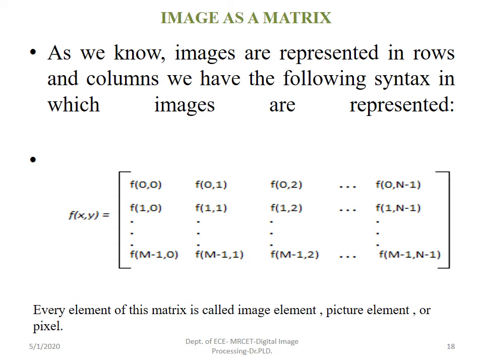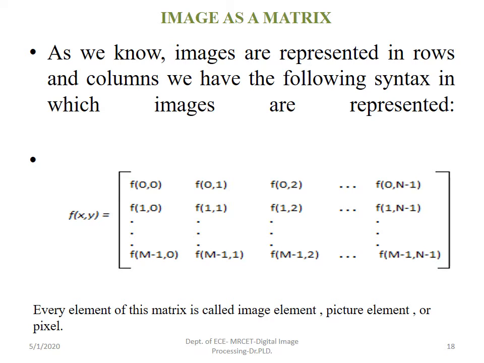Next. How are we representing this particular image? We know images are represented in rows and columns. We have the following syntax in which images are represented. f of x,y is equal to f of 0,0, f of 0,1, f of 0,2 and so on, up to f of 0, n minus 1. This is the representation of the image with m number of rows and n number of columns. So m by n is a matrix form notation for these images.